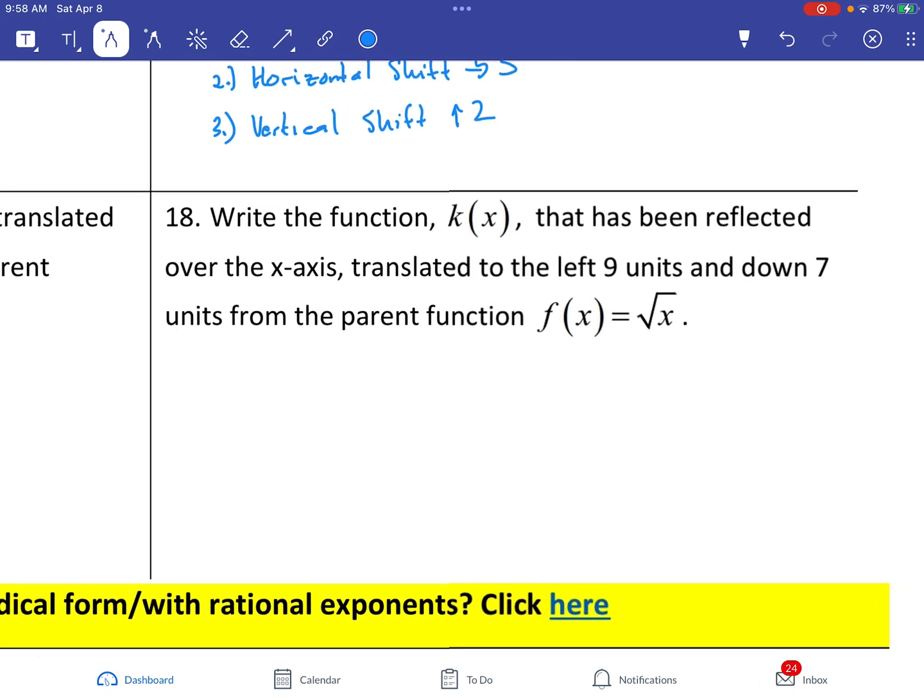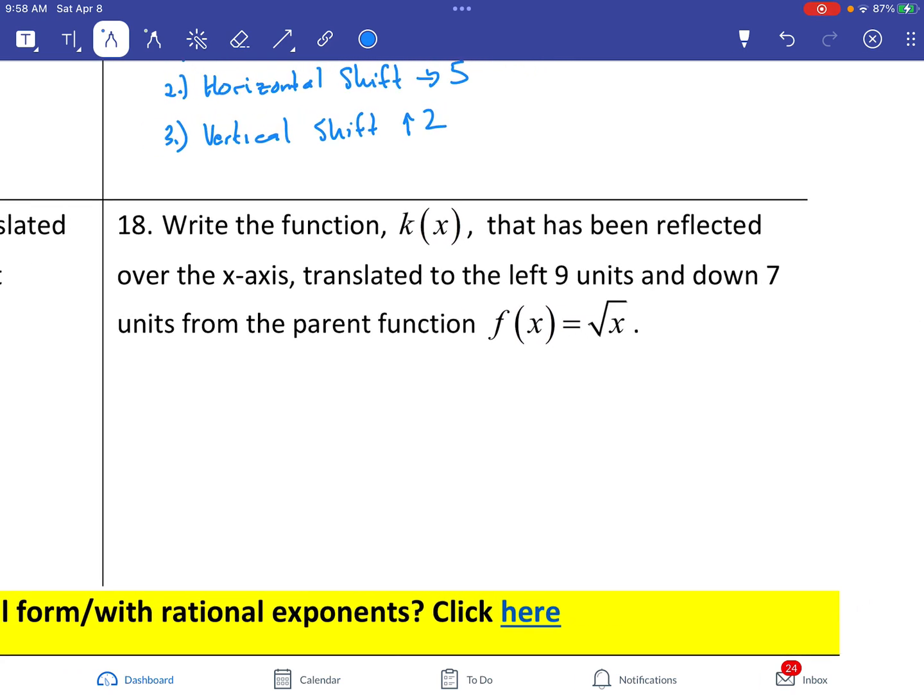Number 18. Same idea. This time we have 3 different transformations. We're reflected over the x-axis. We're translated to the left by 9 and down by 7. So I'm going to show you both versions. We have k of x is equal to the square root of x. Since we're going to the left, we're going to do plus 9. We're going down, we're doing minus 7.